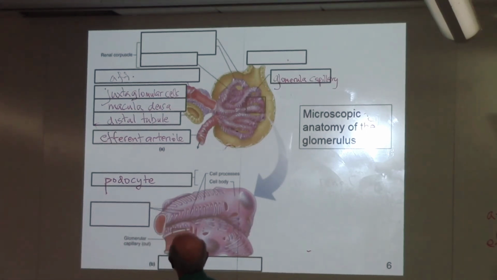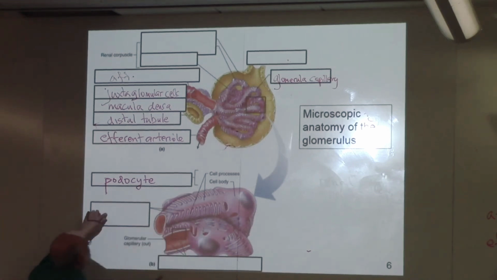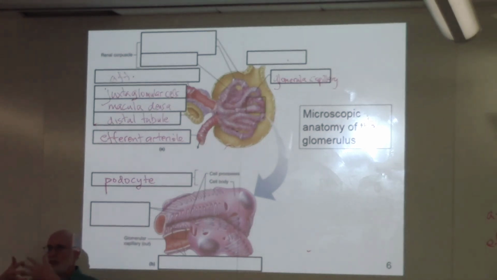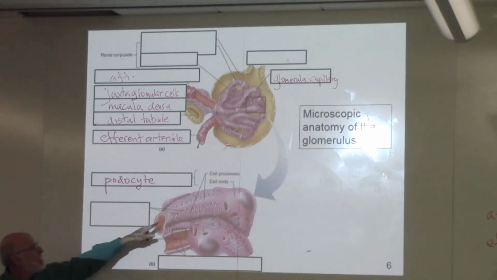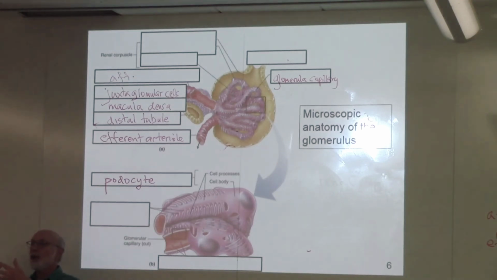Did I get them all? Oh, no, these things here. Okay, what do we call when these podocytes make this interdigitation with each other? So this is one podocyte, here's another podocyte. They make this structure that looks just like this. What do we call these spaces between these two podocytes? Filtration slits.